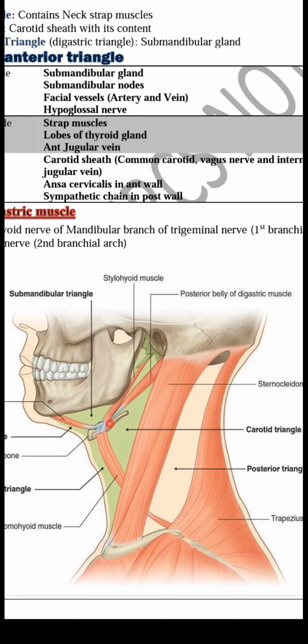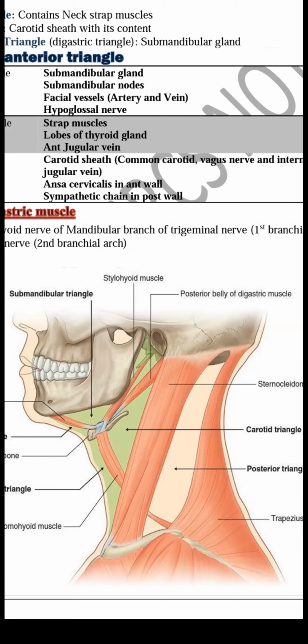Anterior triangle boundaries: this is the anterior border, which is the midline. This is the anterior border of the neck. This is the midline. Posterior is the anterior border of the sternocleidomastoid. Above, you have the lower border of the mandible. This is the anterior triangle. As a content of this anterior triangle, you have 1.5 muscles.